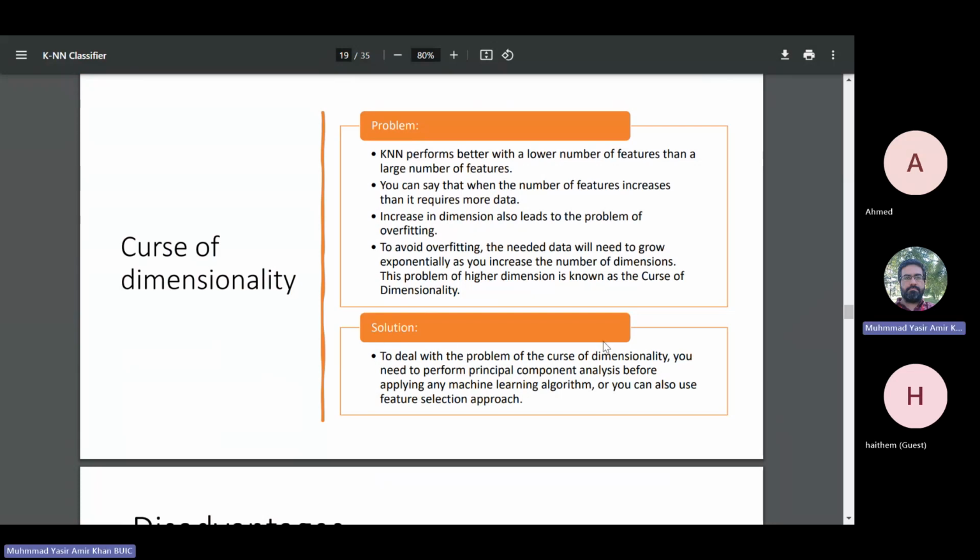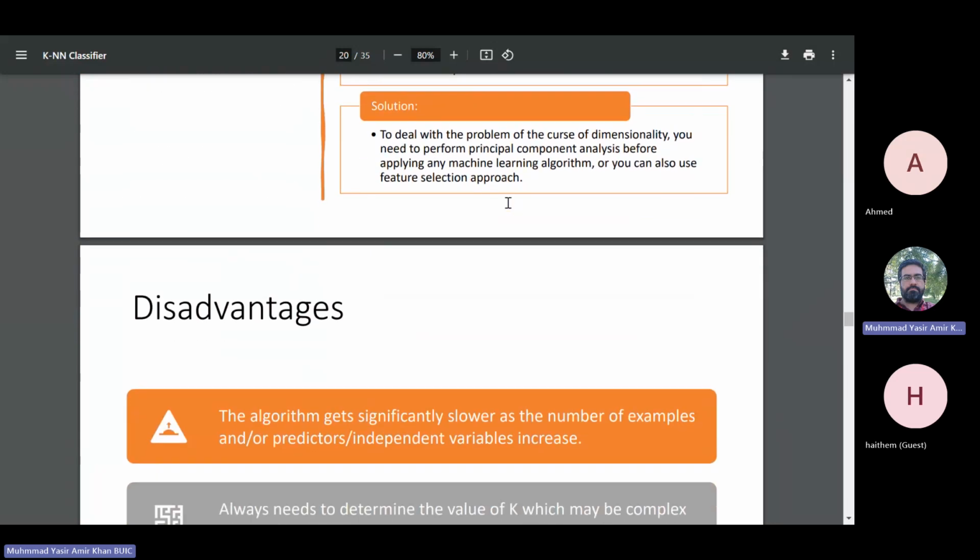So then there's the curse of dimensionality. This means that if you increase the number of data points, then KNN performs better on a smaller number of features. So you can say that when we increase the number of features, it needs more data. Then an increase in dimension also leads to the problem of overfitting. Basically, the problem of having higher dimension is called the curse of dimensionality. That's the term used in machine learning. Anyways, let's quickly move on.